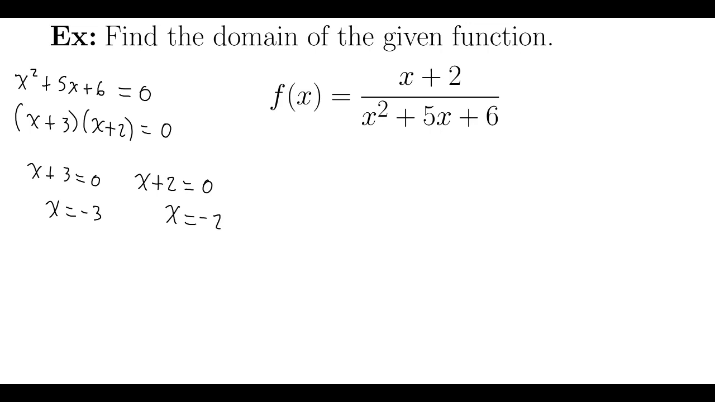Okay, so what we found are the two numbers that, if I were to plug them into the function, would cause the denominator to equal 0, which would put a 0 in the bottom of a fraction, or divide by 0, which is something that we cannot have. So what we found are two numbers that are excluded from the domain.